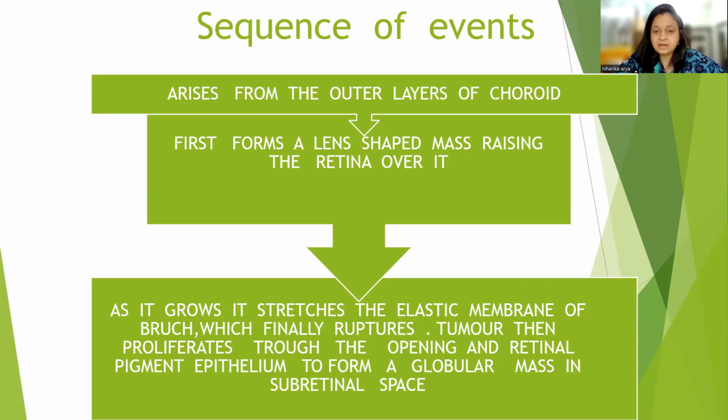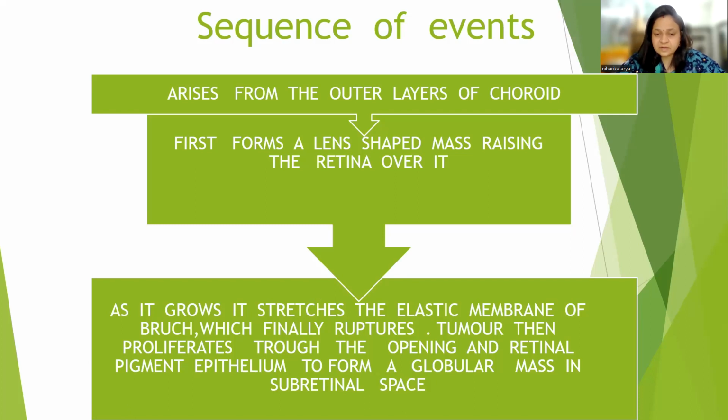So first it will raise the retina over it. Then as the mass increases, the elastic membrane of the Bruch will be ruptured and the tumor then proliferates through this opening and comes into the retinal pigmented epithelium, and there it forms a globular mass in the subretinal space. Okay, to get the sequence, first it arises from the choroid, and then as the mass increases in size, it will rupture the retina.